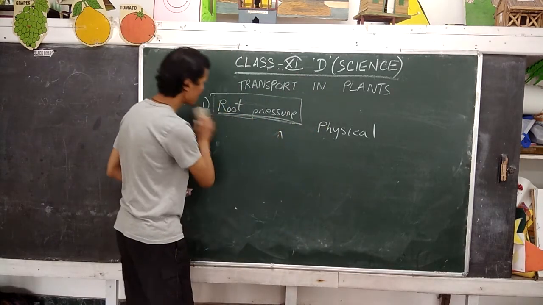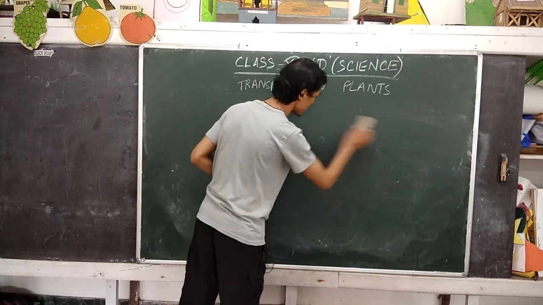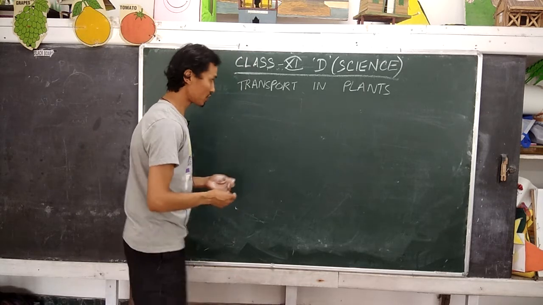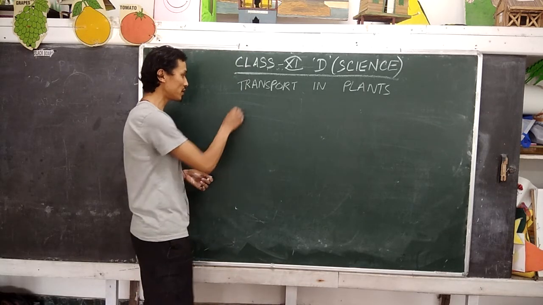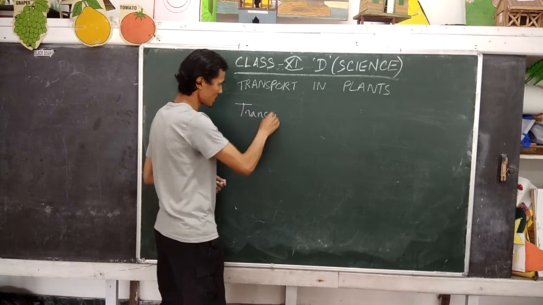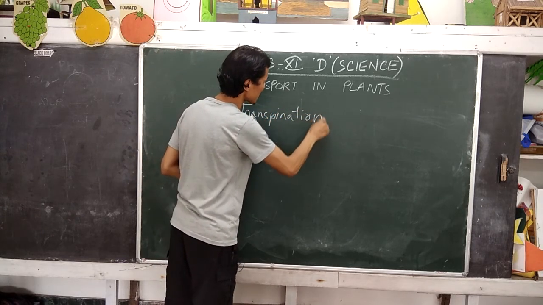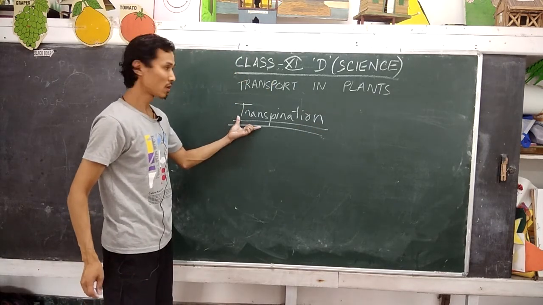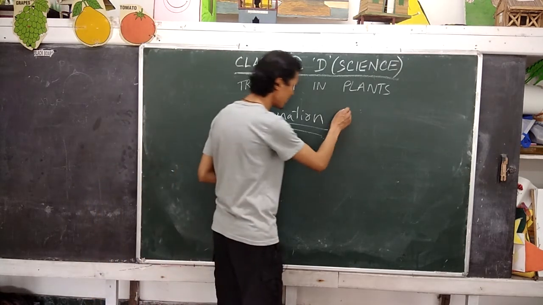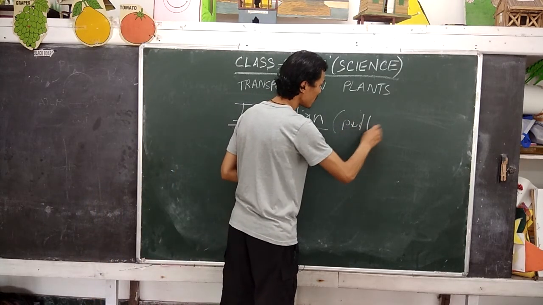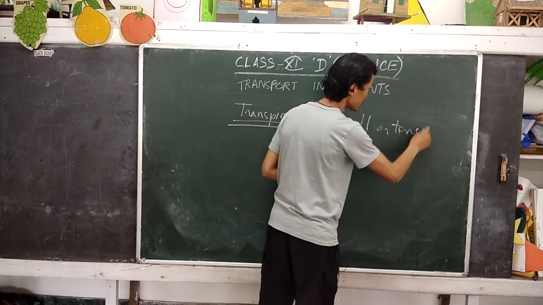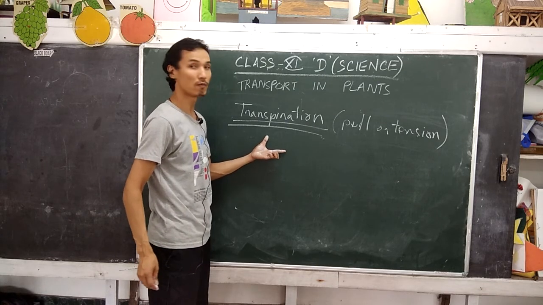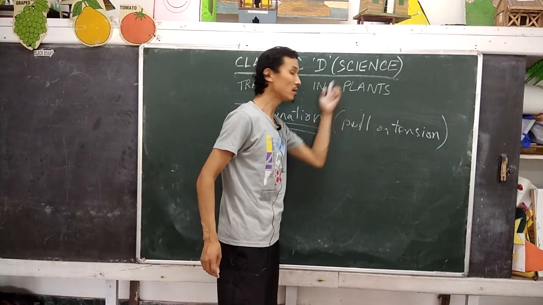But if you keep one thing in mind, whether it is root pressure, atmospheric pressure, or the Dixon and Joly theory, all this movement is due to transpiration. Transpiration is a process in which water is lost from the leaves, and this creates a pull or tension throughout the plants. So this helps in the movement of water towards the entire plant.